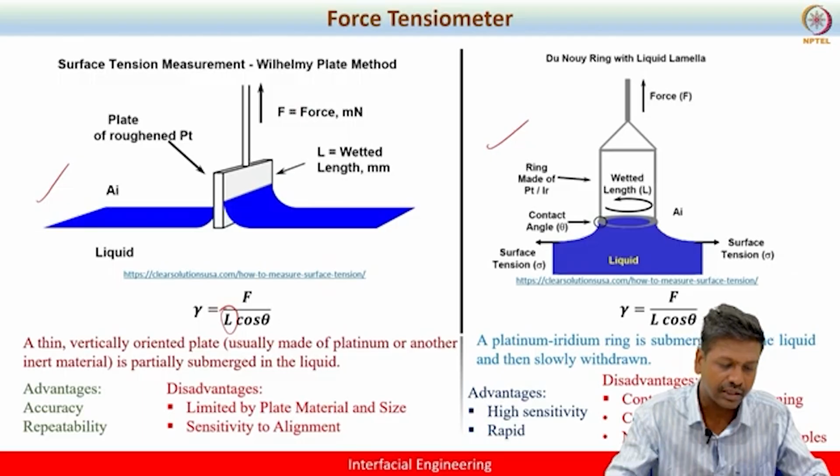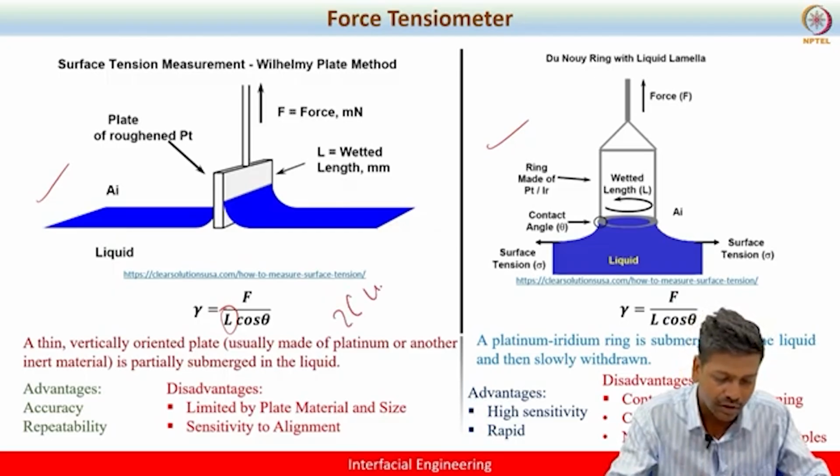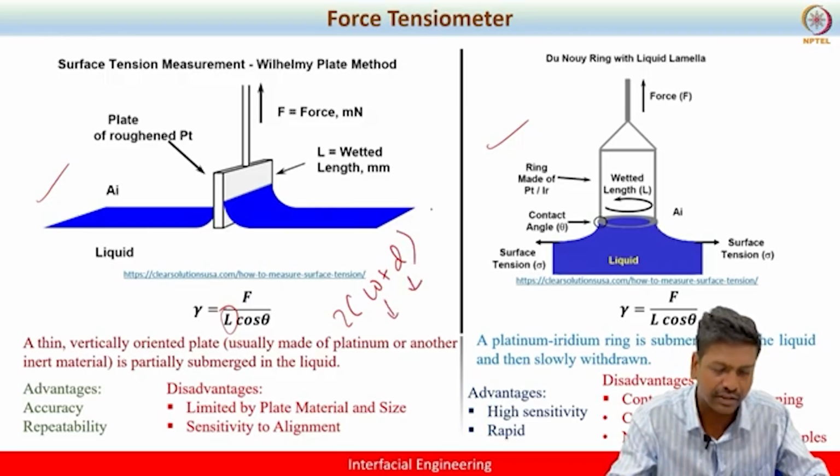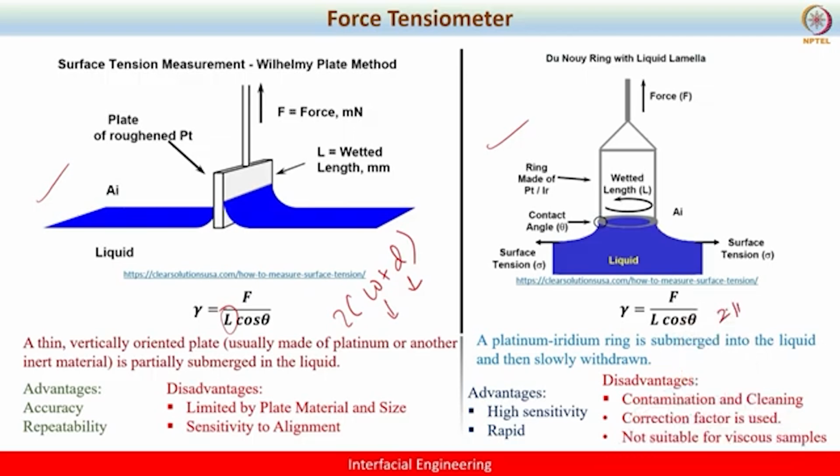In the case of the Wilhelmy plate method, the wetted perimeter will be simply 2 times (W plus D), where W is the width and D is the thickness. Whereas in the case of the Du Noüy ring, it is going to be 2π (Ri plus Ro), where you have the inner radius as well as the outer radius. So what makes a difference is the perimeter, right?